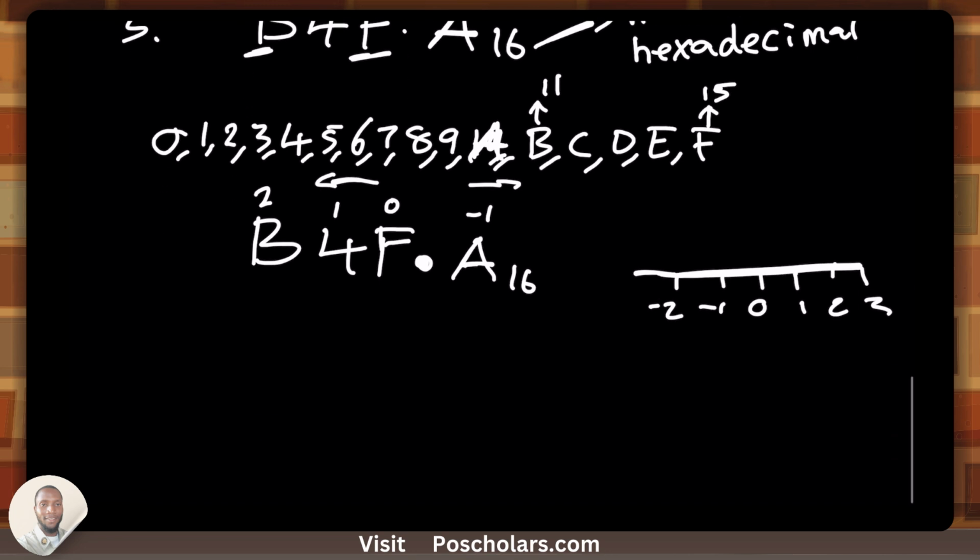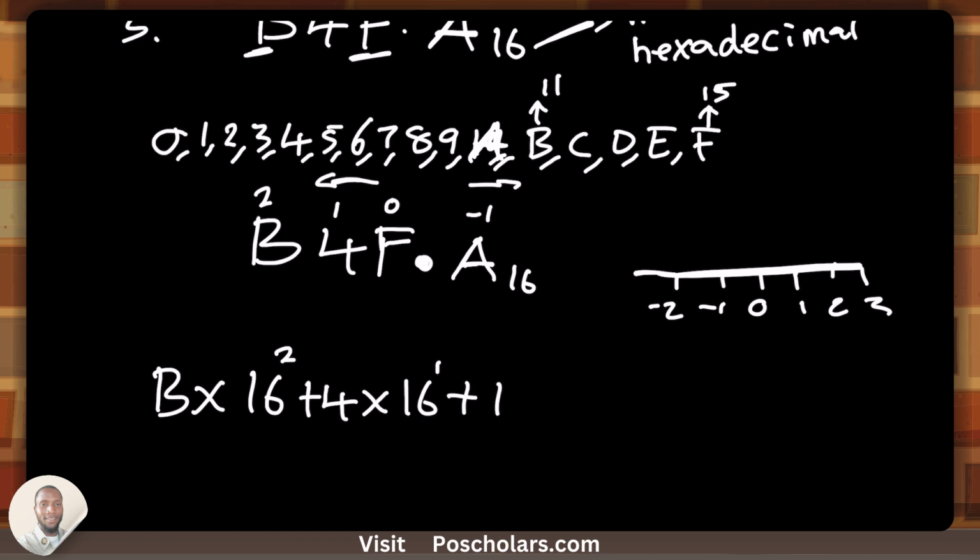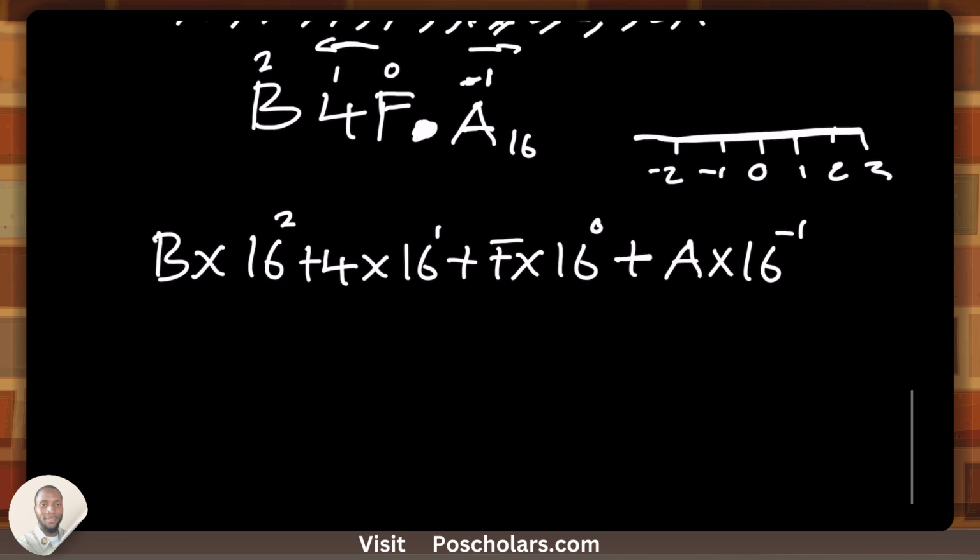Now the next thing is to write it in the power of the base, right? So the first one, we have B times 16 raised to power 2, right, plus 4 times 16 raised to power 1 plus F times 16 raised to power 0, then plus, don't mind this decimal point, since we have already converted it to a negative here, right? So it won't affect. So plus A times 16 raised to power what? -1.